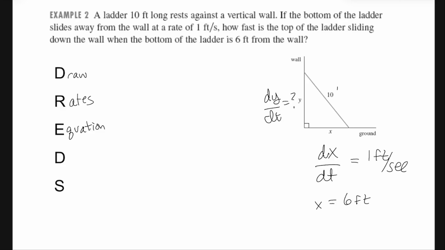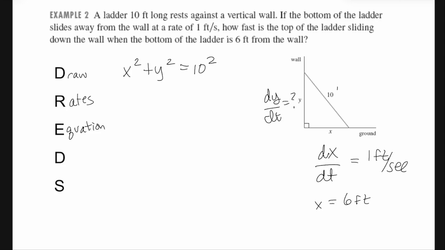Well, what is an equation that relates X and Y and 10? What is an equation that we would use that relates those three things? What's its shape? What kind of triangle? A right triangle. What's an equation that relates the sides of a right triangle? The Pythagorean theorem. So we know that x squared plus y squared has to equal 10 squared.